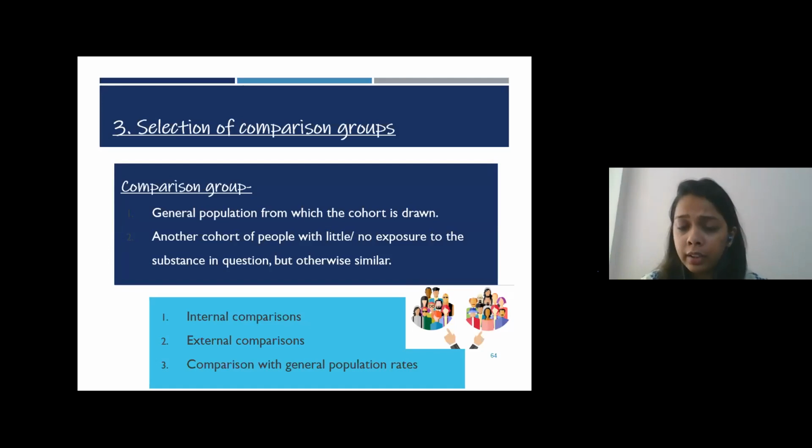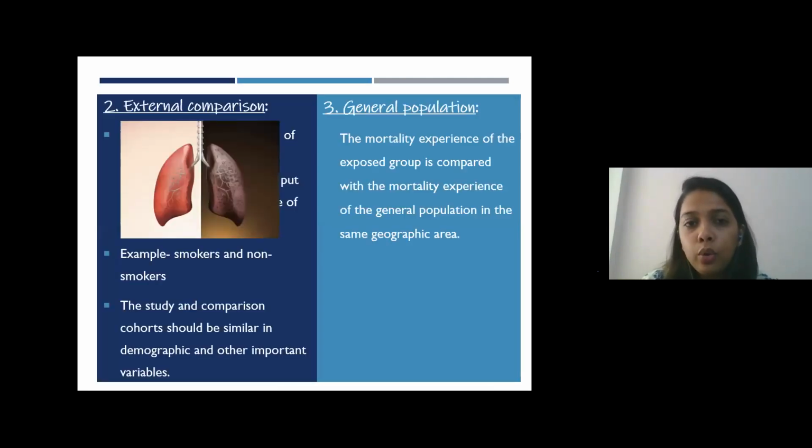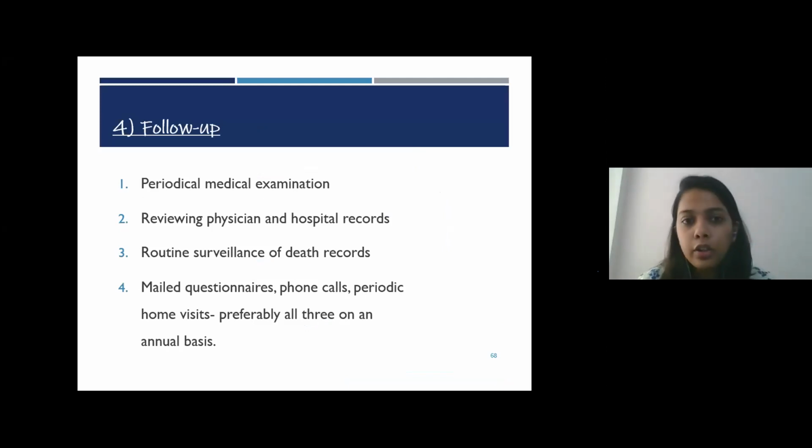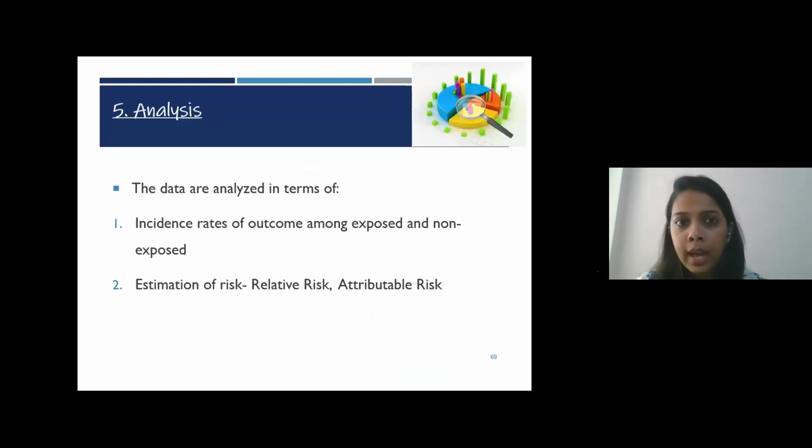You can compare it internally, externally, and with the general population. While you are assembling these cohorts, the cohorts must be free from the disease, and both groups should be susceptible to the disease. Both groups should be comparable, and the diagnostic and eligibility criteria must be defined. Once you collect this information, you follow them up and you analyze. Once you collect the results, you analyze. The main terms of analysis here are your relative risk and your attributable risk.